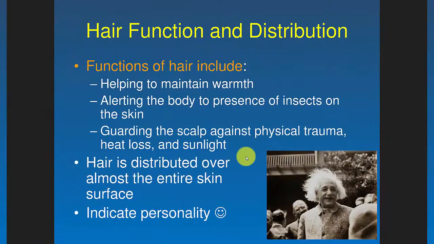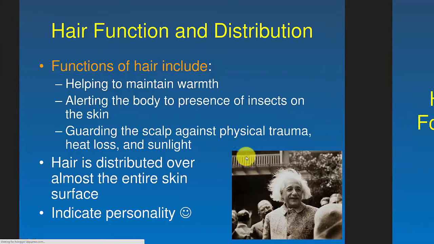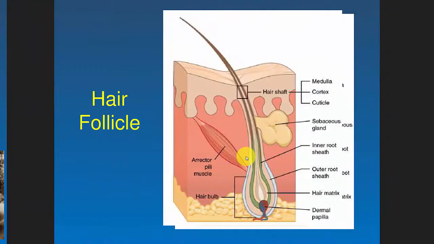As far as structures of the hair, you have a lot of capillary beds in the skull of your head. And so the hair is actually protective. It maintains warmth, also prevents against physical trauma, and might alert you to the presence of insects so that they can't get to those capillaries. Might indicate personality.